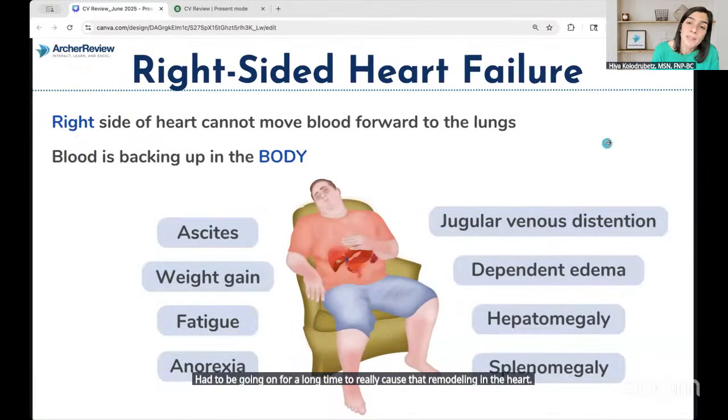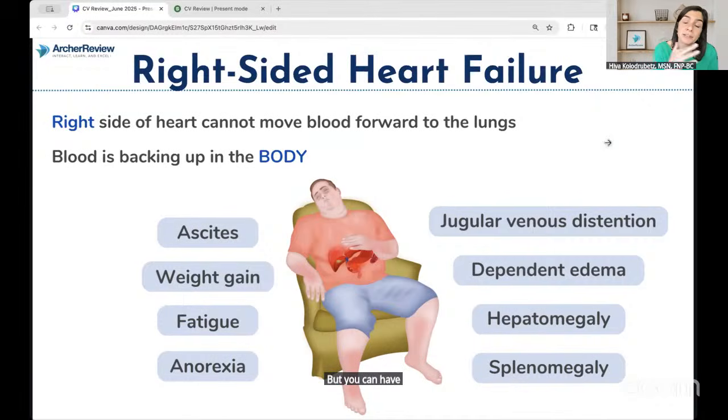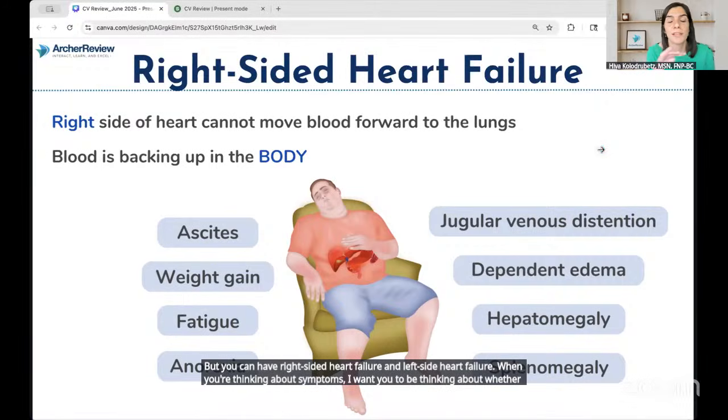Two different types of heart failure. I think I will do a specific CE lecture on heart failure and management. Today we'll just go over the high level, high yield stuff. But you can have right side heart failure and left side heart failure. When you're thinking about symptoms, I want you to be thinking about whether it's right side or left side, or the patient could have both, right?